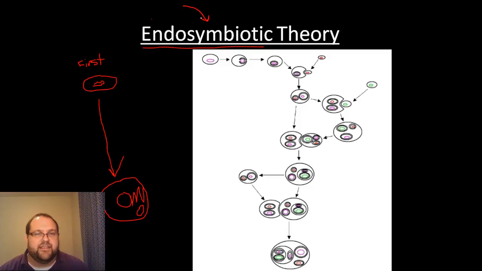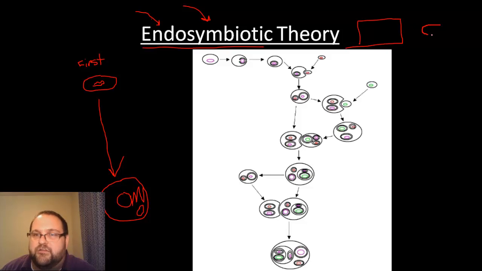Symbiosis means living together, sort of in harmony. So if two things sort of help each other out, they have what's called a symbiotic relationship. And endo means inside. So here's what we think. At one time, there was a big cell. And that big cell was eating smaller cells, or engulfing them. So it's eating these small cells over here.